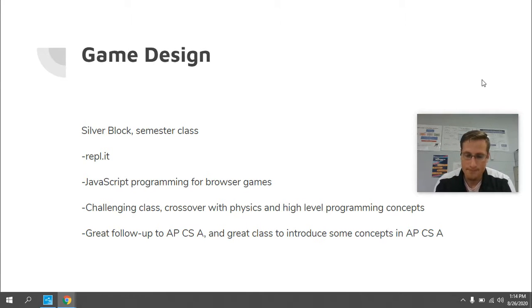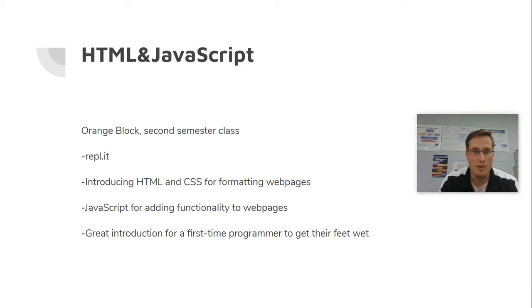And the last thing here, HTML and JavaScript. This is my orange block. It's only a second semester class this year. And again, it's going to be using Replit, and we'll be using HTML and CSS for formatting web pages. It's a lot of introductory stuff. JavaScript is when we're going to add functionality to web pages, and that's when we really start learning some programming concepts. HTML and CSS are really just about formatting.